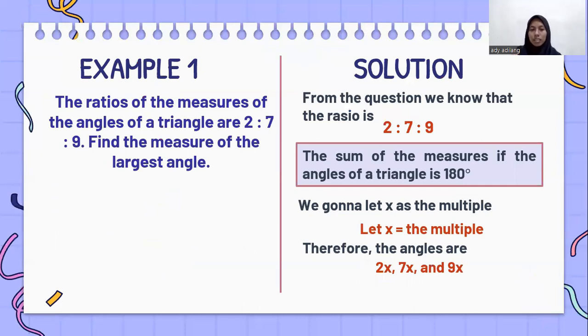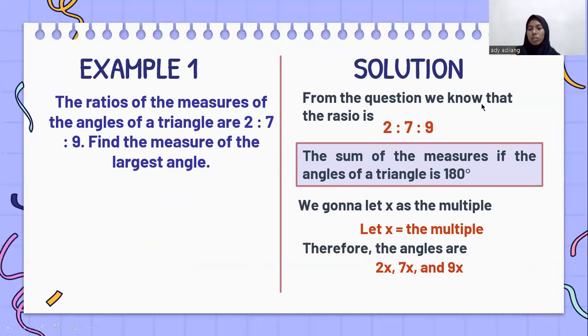Next, example number 1 again. This one is from a different question. The ratio of the measures of the angles of a triangle is 2 to 7 to 9. Find the measure of the largest angle.